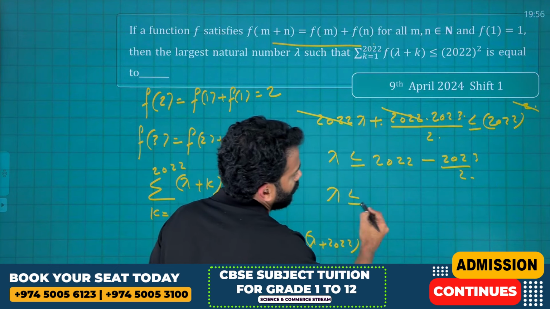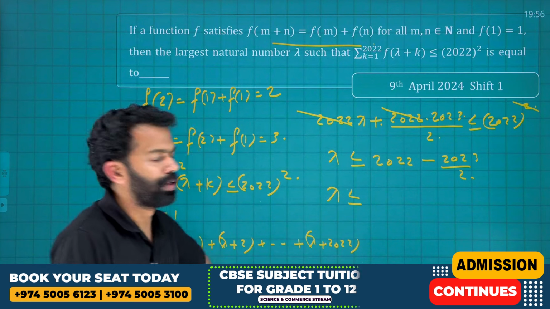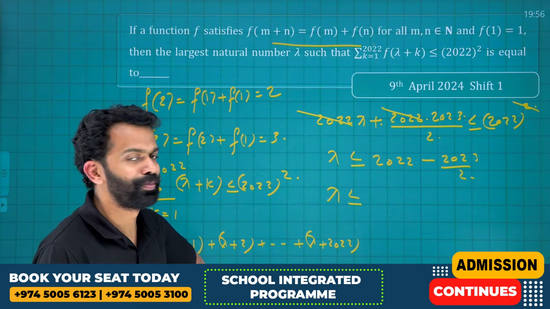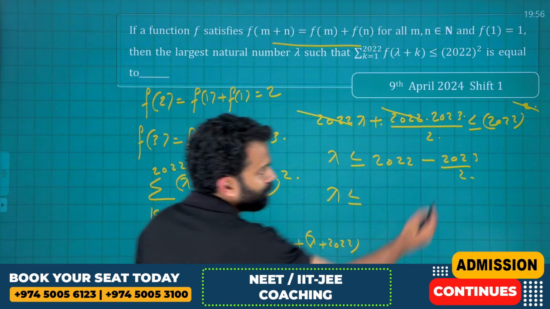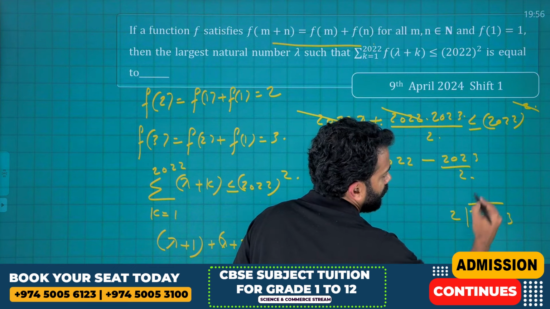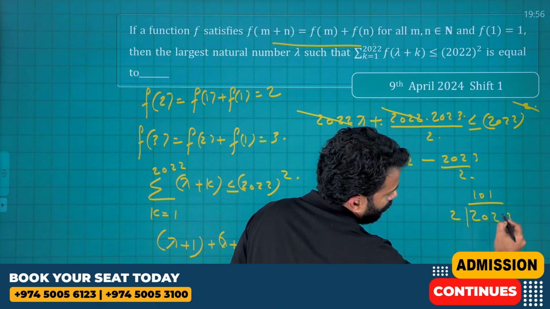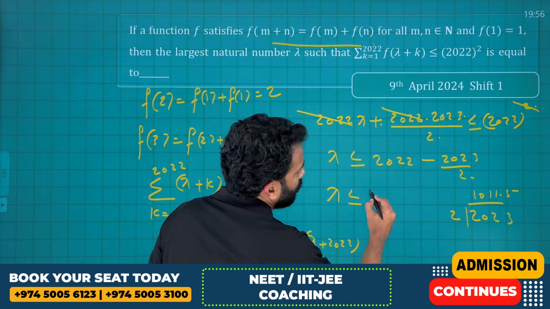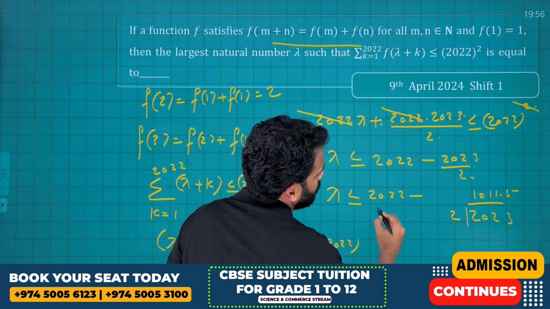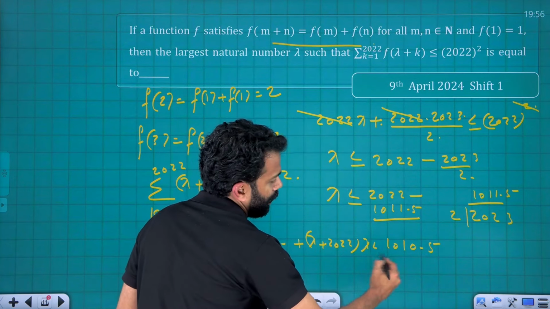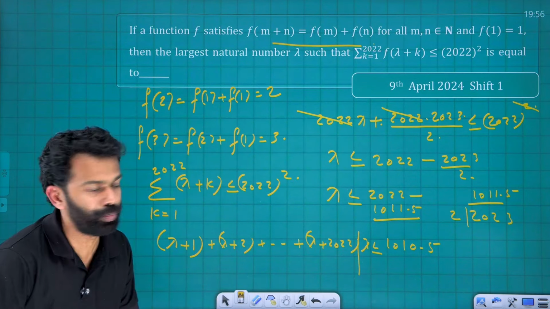Therefore, lambda less than or equal to what? What is the answer for this one? It's a very easy question actually. What is 2023 by 2? That is 1011.5. If you subtract, you will get 2022 minus 1011.5, that will be equal to 1010.5. That is lambda less than or equal to 1010.5.